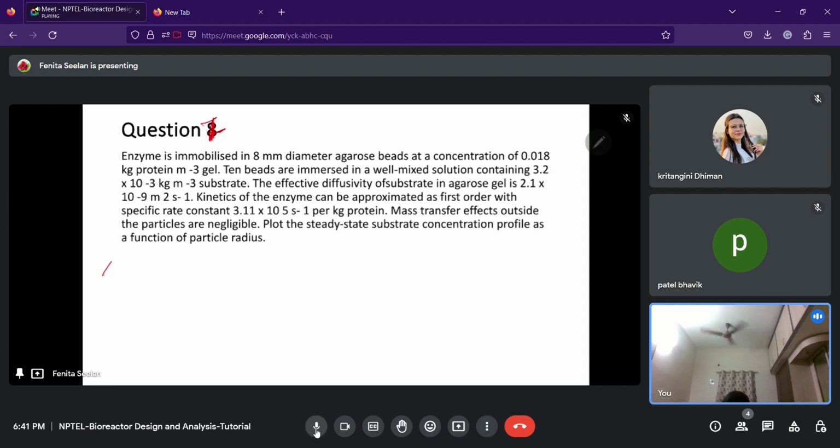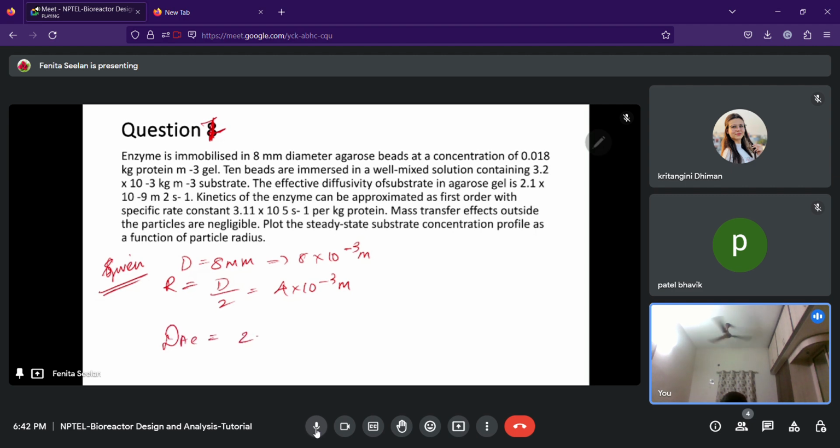So let's start solving the problem. Alright, on the given values, what is given? Diameter is given, which is 8 mm, so your radius is d by 2, which is 4 into 10 power minus 3 meter. And what else is given? It is the effective diffusivity, DE, which is 2.1 into 10 power minus 9 meters square per second.